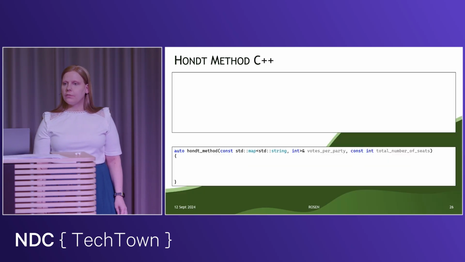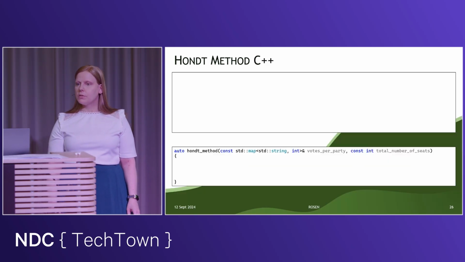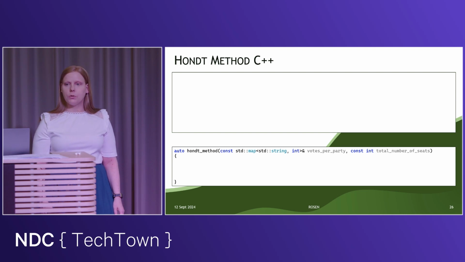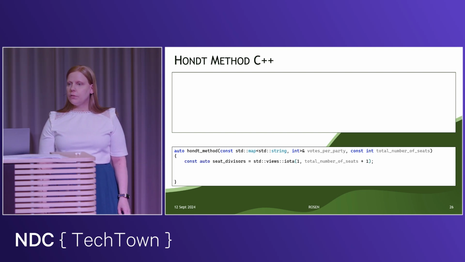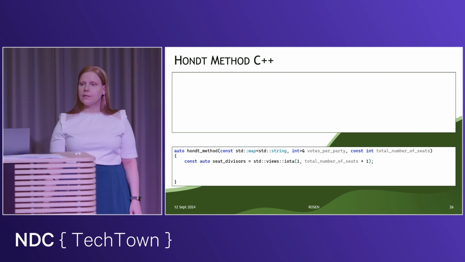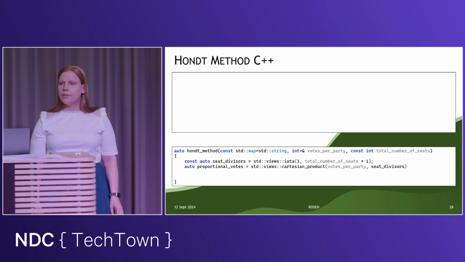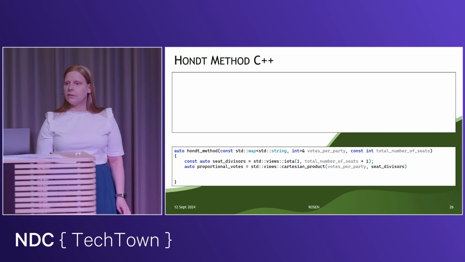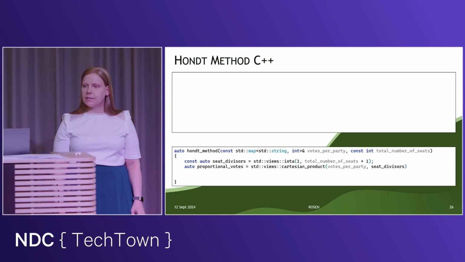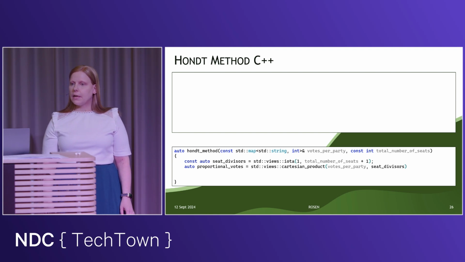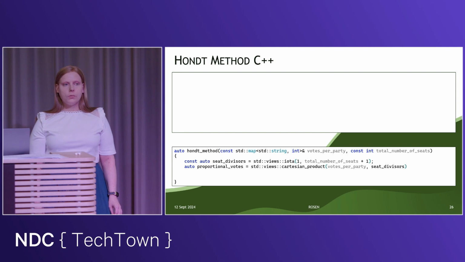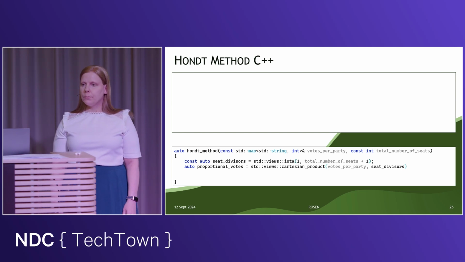To do this, we write a function that has a map of party and votes and the total number of seats as its input. To count up to the number of seats, we use an iota view, which starts with 1 and ends with the number of seats plus 1, as the end count is exclusive. Then we calculate the proportional votes, aka dividing the number of votes by the seat counter, using a Cartesian product, which is a view that combines all elements of all views with each other. Or to put it another way, this is a nested loop.